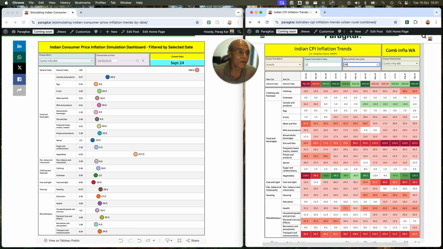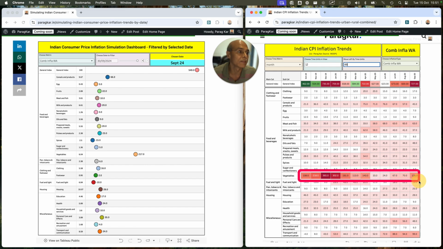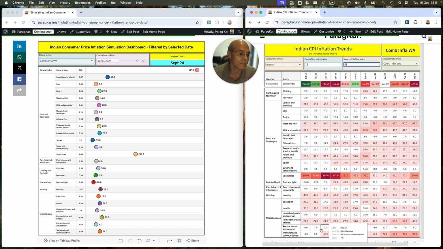So if I go 48 months back in time, you will see that the inflation was still very high and the vegetable numbers were also higher, and others were also contributing. See, vegetable numbers were higher and there are other items which are also contributing. For example, cereal products were contributing around 76, 57, 45 basis points. Transport and communication were also contributing.